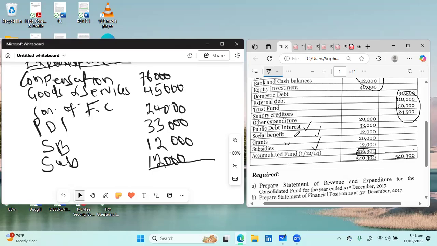Grant and then the other expenses. So you see, because of the ticking, we are able to know that there's something we haven't done here. So let's go back.